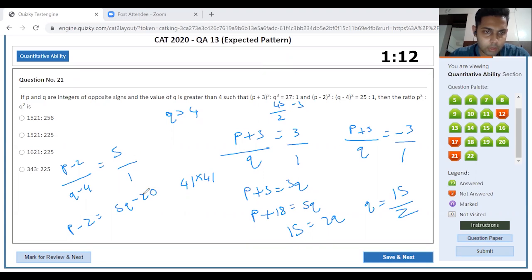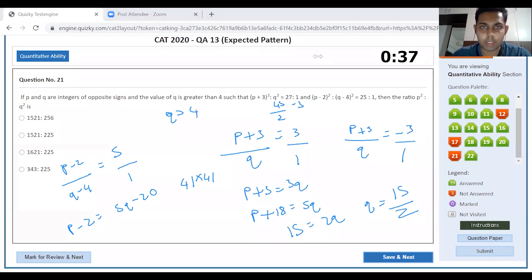5Q minus 20 is P minus 2. 5Q is P plus 18. Right, and over here it is 3Q is P plus 3. 2Q is 18. 18 by 2, right? 45 by 2. Oh, it's 39. Let's just quickly run. It's not 41, it's 39. Why am I making such calculation errors? 1521 and 225. There's only one option like that.